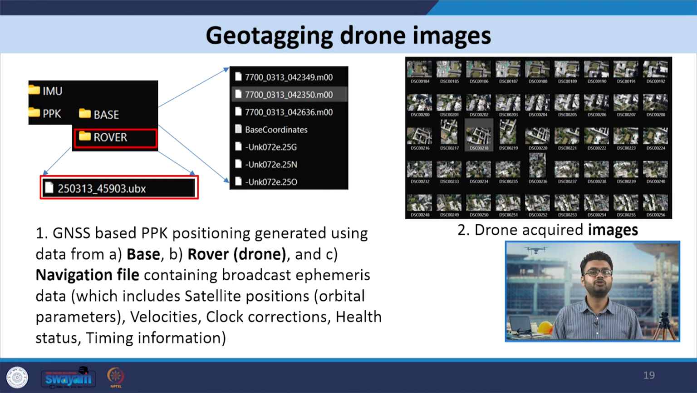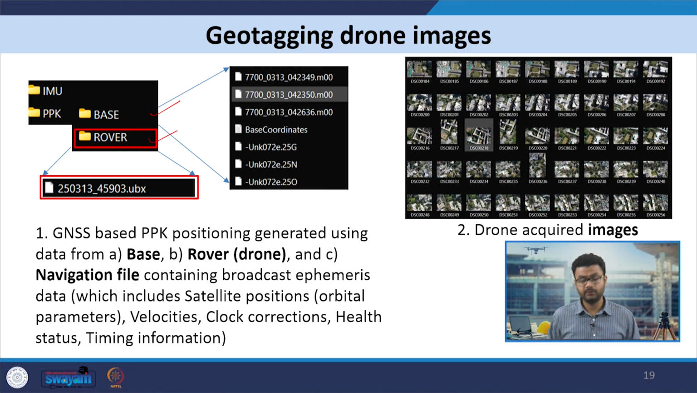So essentially, in order to geotag drone images, we need GNSS data from the base, from the drone, and also a navigation file, which may be present either in the base or in the drone. This navigation file is important because it contains the broadcast ephemeris data, which includes the satellite positions, orbital parameters, velocity of satellites, clock correction, health status of satellites, and the timing information. So basically we load in the software the base information as well as the rover information.